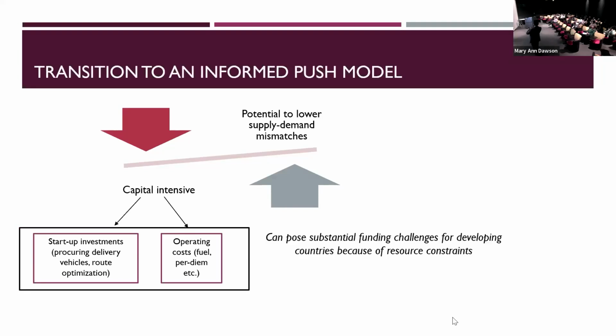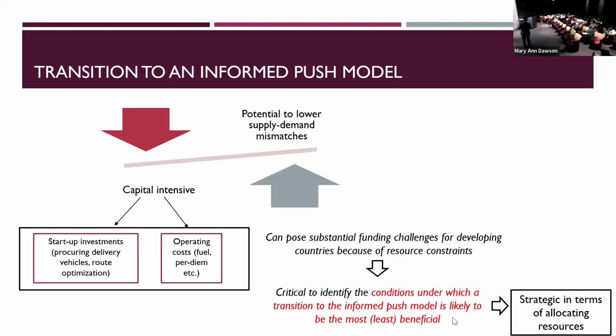And this is where it can be challenging for developing countries because they don't have that kind of money to invest in these initiatives, right? So this is where we come in and say, can we actually identify when these kinds of initiatives are more effective, and also can we identify when these are not effective, so that we can be much more strategic in terms of how we allocate limited resources, right?